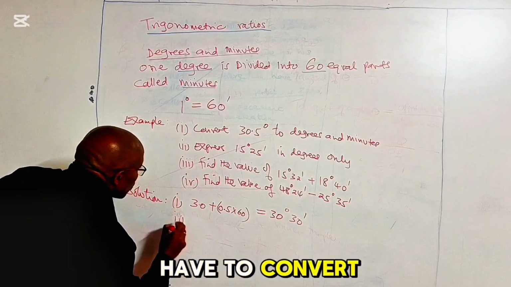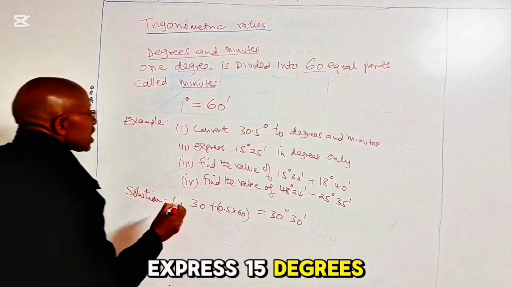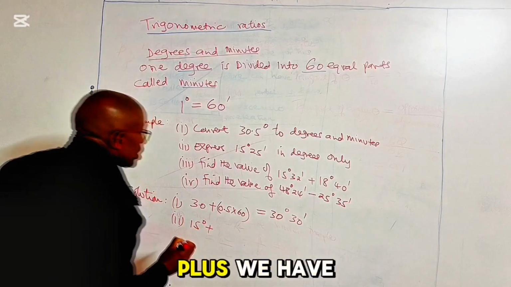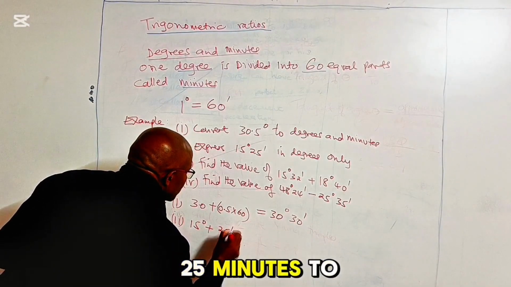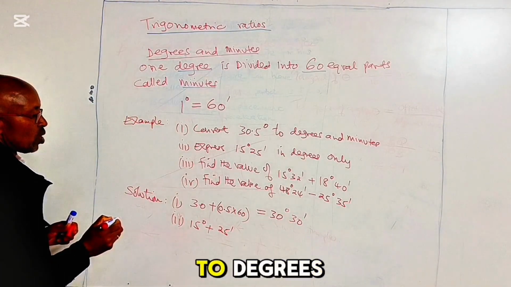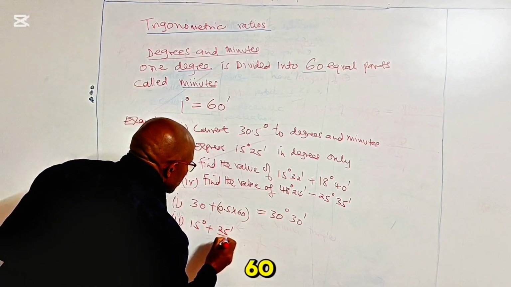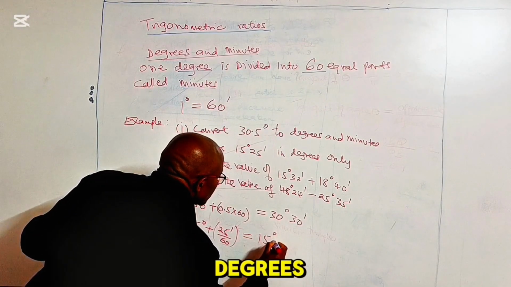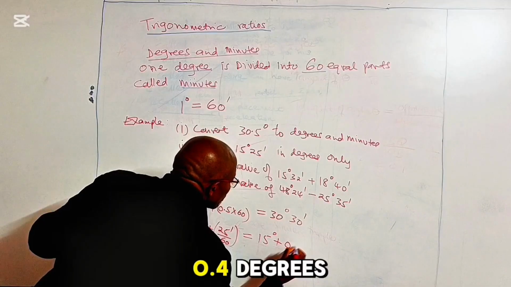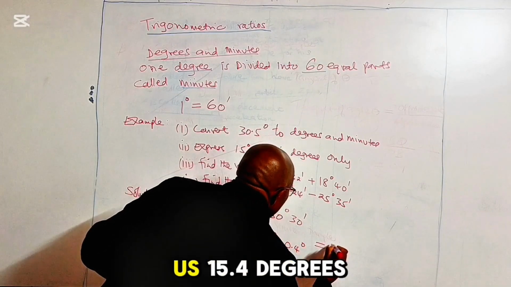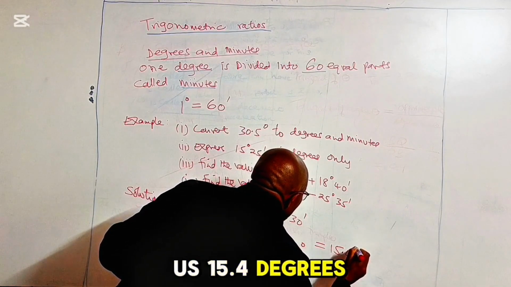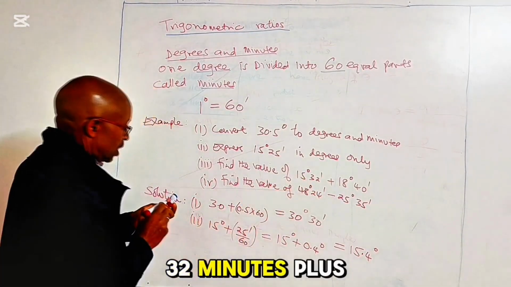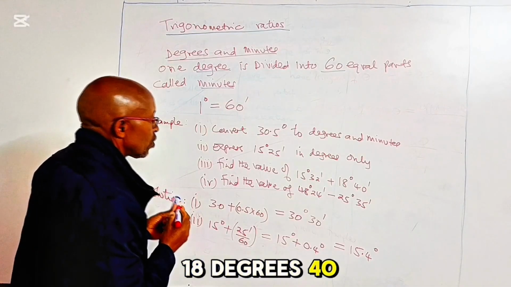Part 2, we have to express 15 degrees 25 minutes into degrees only. So this will be 15 degrees plus 25 minutes. To convert this to degrees, you divide by 60. So this is equal to 15 degrees plus 0.4 degrees. So it gives us 15.4 degrees.